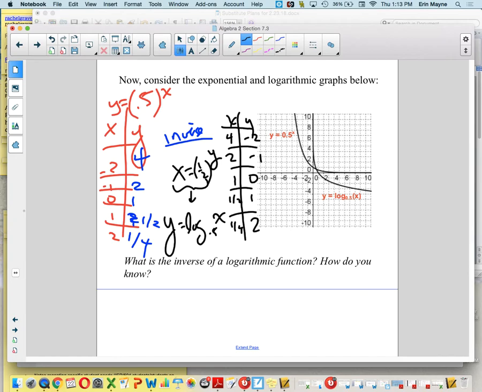What I want you to be able to do before you leave today, first of all, is answer this question. What is the inverse of a logarithmic function? You should say what immediately? Exponential. An exponential. Jot that down. Now, give people a chance to think on this. How do you know? How do you know an exponential?